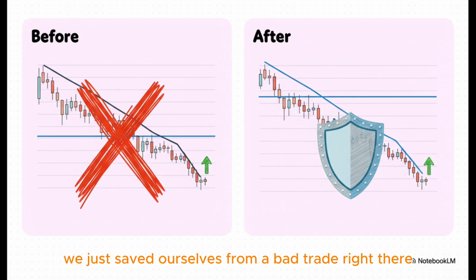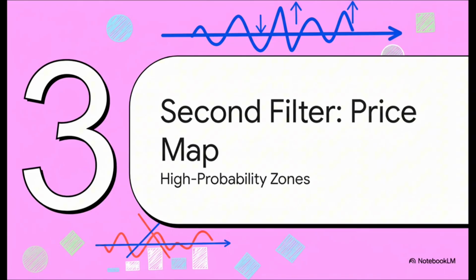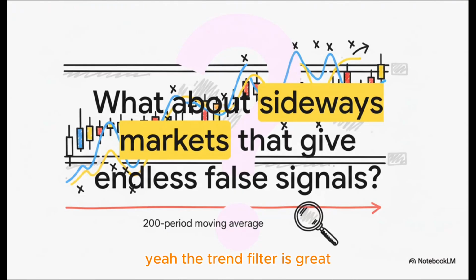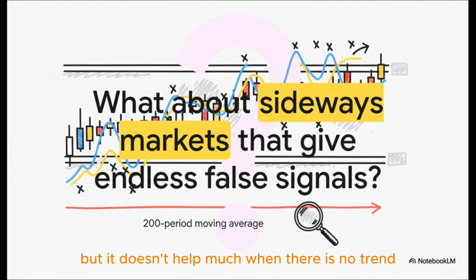We just saved ourselves from a bad trade, right there. All right, that's a huge improvement. We're no longer fighting the trend. But what about those annoying, choppy markets where you get a million fakeouts? That's the next piece of the puzzle. Yeah, the trend filter is great, but it doesn't help much when there is no trend.